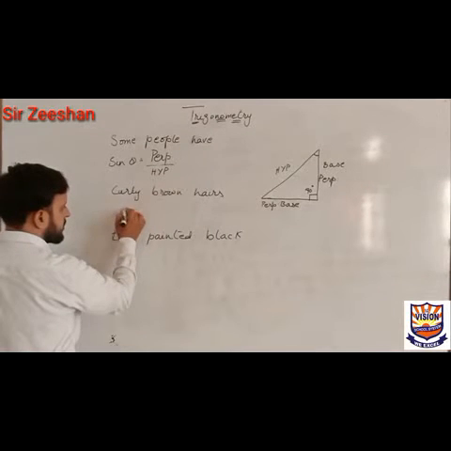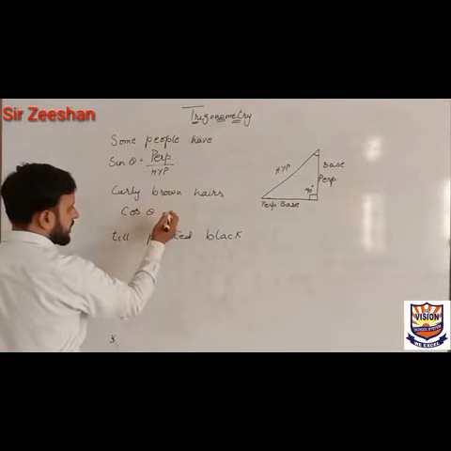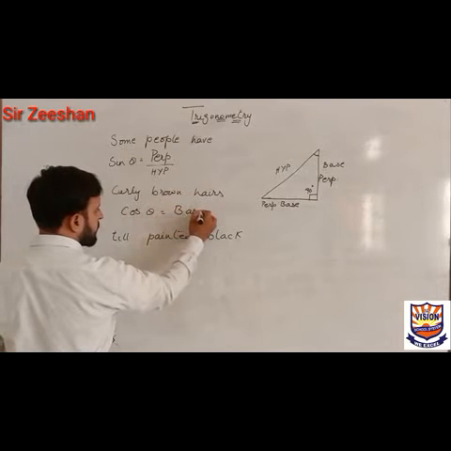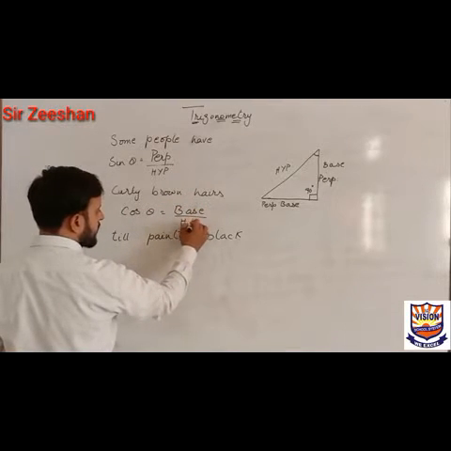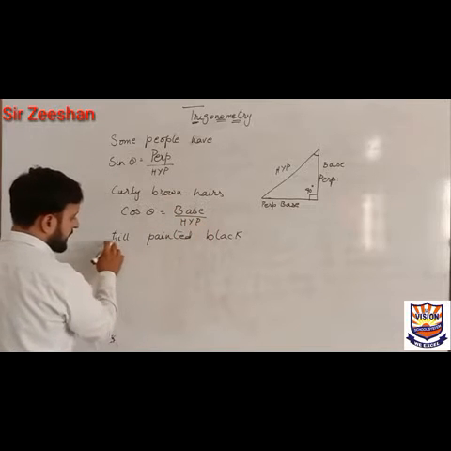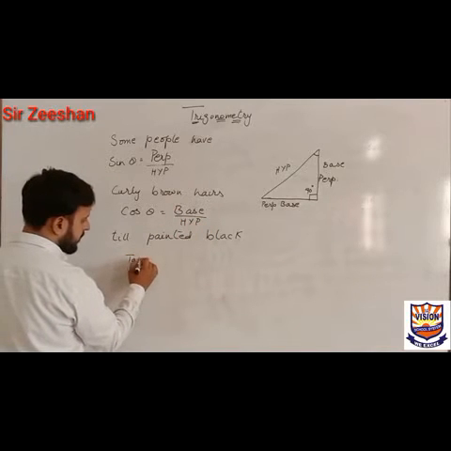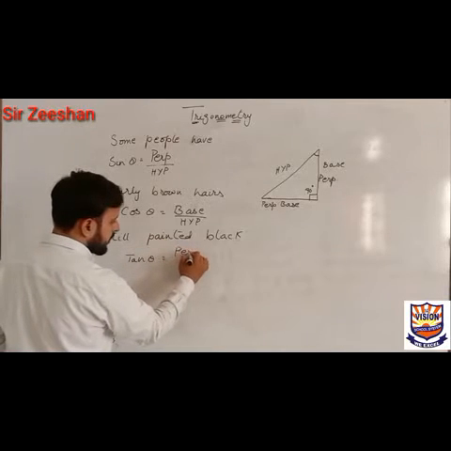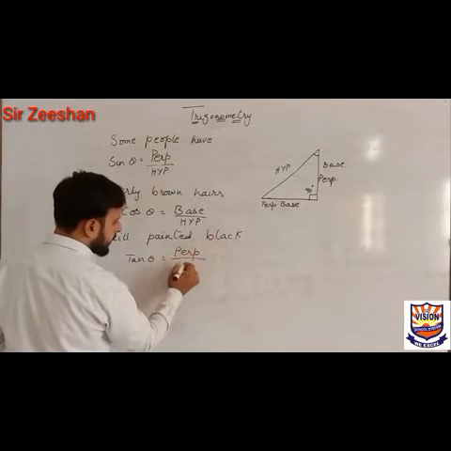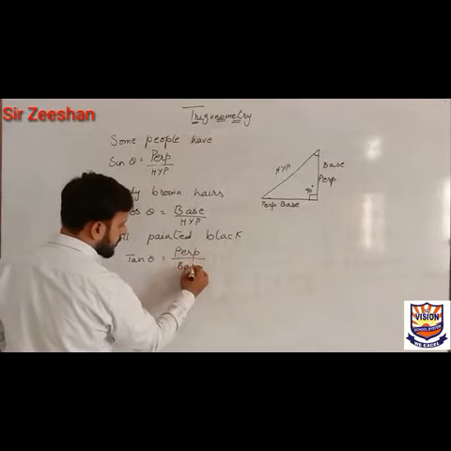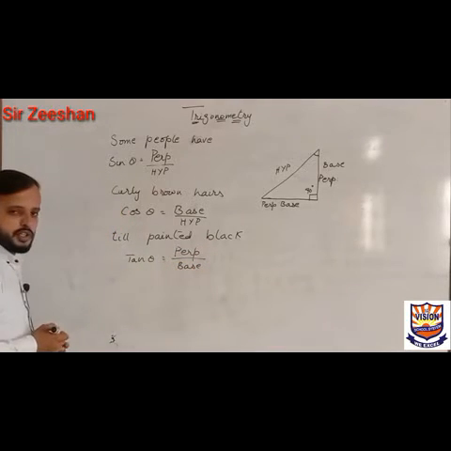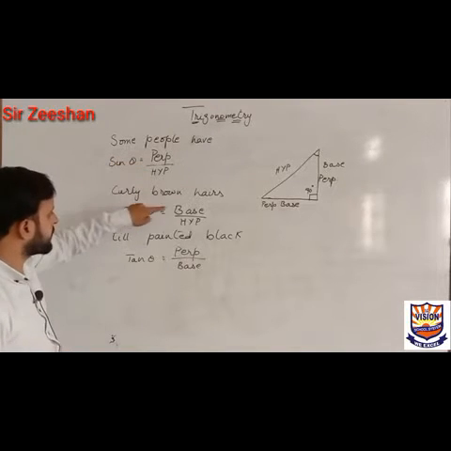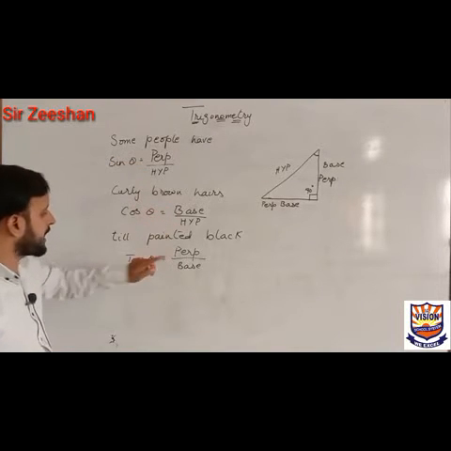Talking about curly, C means cos theta. Theta is again for angle. Brown hairs means base upon hypotenuse. And the last one will be T for tan theta is equal to P for perpendicular and B for base. So it's quite easy to learn these three ratios. Some people have curly brown hairs till painted black.